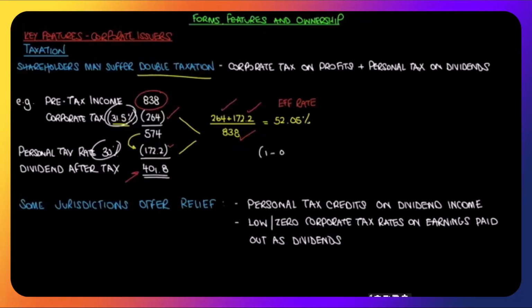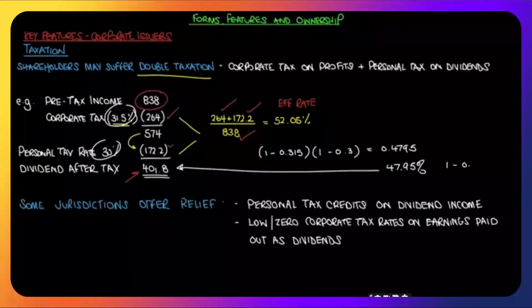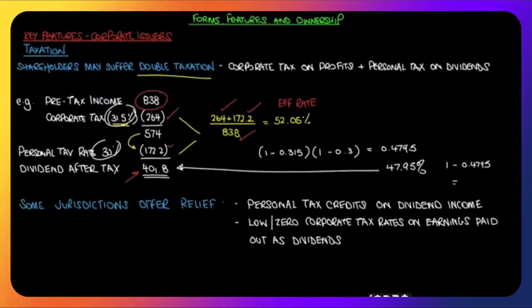1 minus that corporate rate multiplied by 1 minus that personal rate gives you 0.4795, telling you you will end up with 47.95% of the 838 you started with. 1 minus that tells you you've suffered tax at 52.05%.